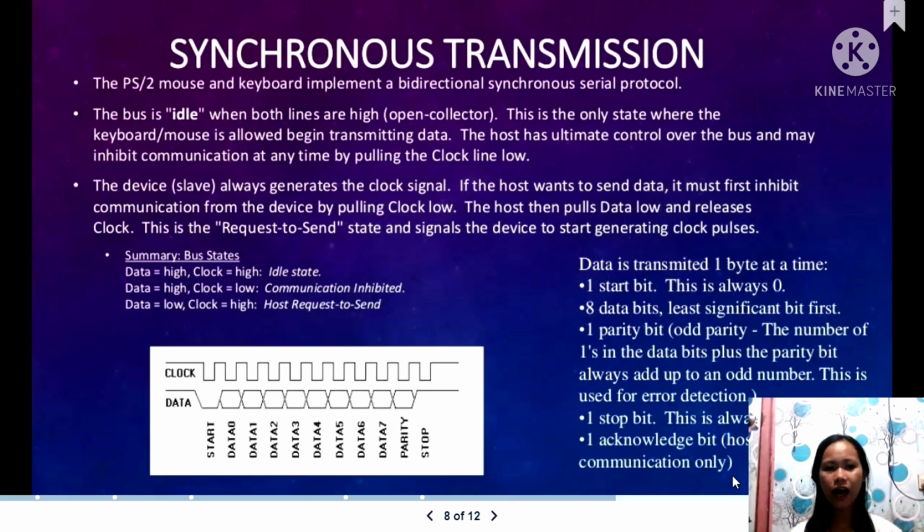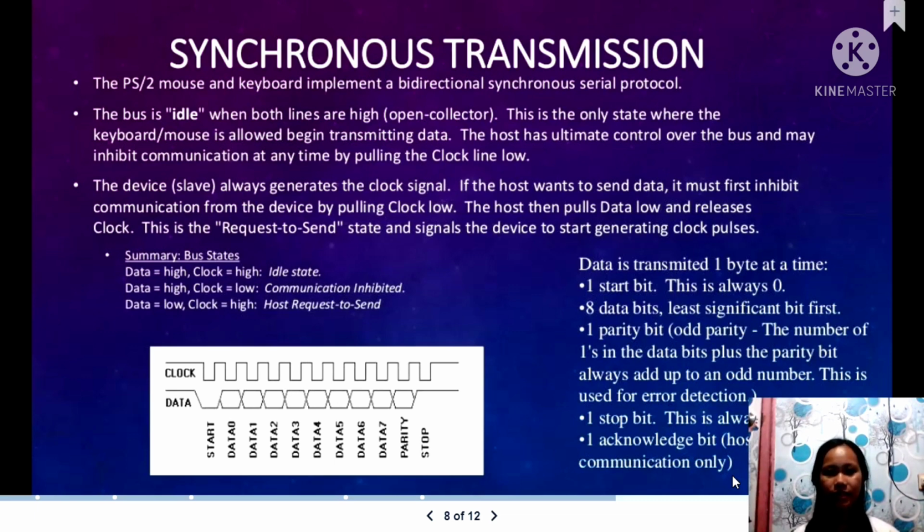When data is high and clock is high, the bus is idle. When data is high and clock is low, communication is inhibited. When data is low and clock is high, it means the host requests to send. So data is transmitted 1 byte at a time.